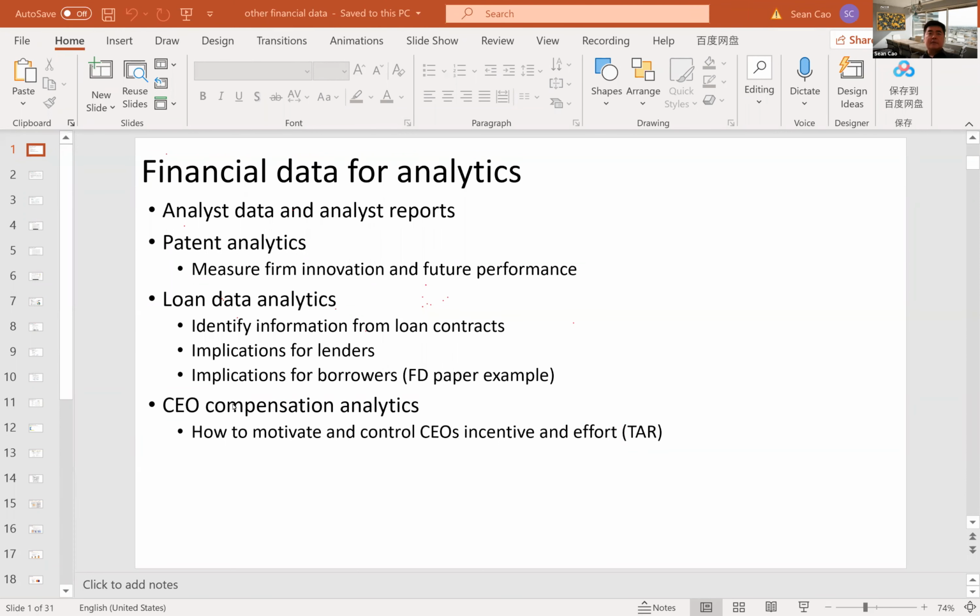Loan data, you can help lenders and help borrowers. For compensation data, you can motivate CEOs. You don't want a lazy CEO, right? You don't want agency problems. So how do you design a contract to help managers to work harder? That's how you should do data analytics.